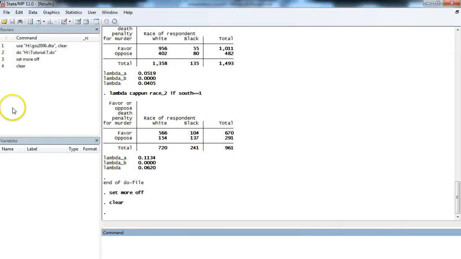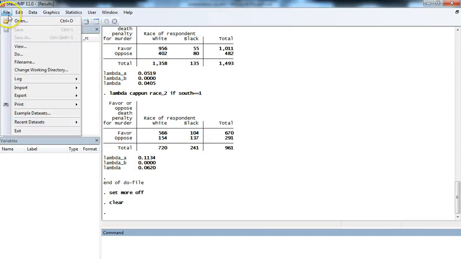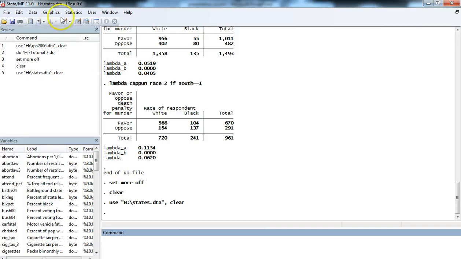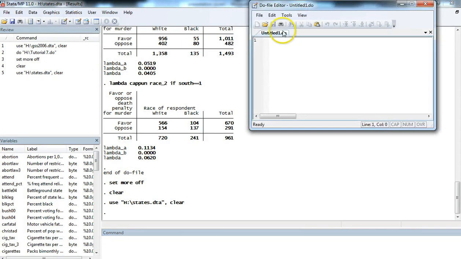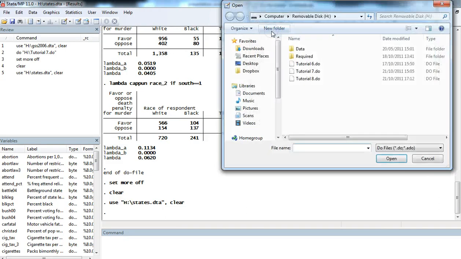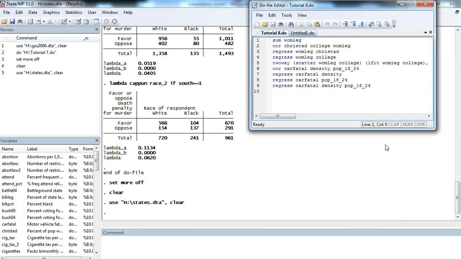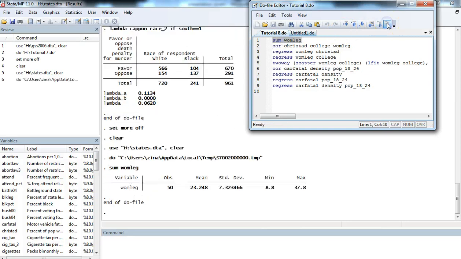Let us open the states dataset. And remember that we are going to be using do files in running the commands, just like we did in the last tutorial. So let's open the tutorial 8 do file. Suppose that we are interested in the gender composition of state legislatures. We can run the command sum wum-leg. And we find that state legislatures range from 8.8% female to 37.8% female.